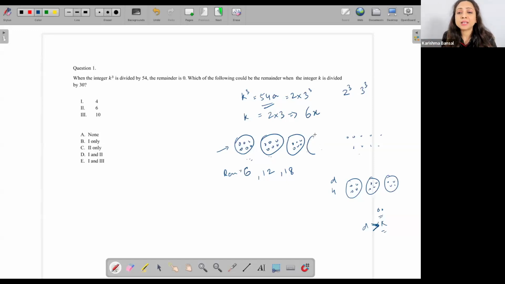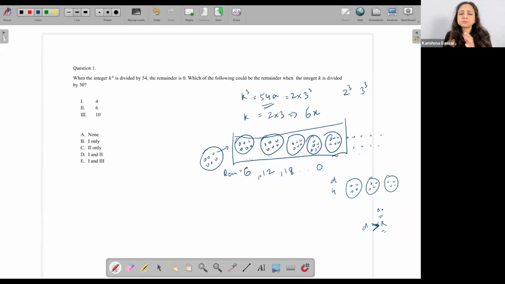When I have five such groups of 6 marbles each, what happens then? Here, I have now 5 groups. I will make a group of 30 marbles, right? So the entire thing becomes divisible by 30, right? So it is possible that my remainder is 0 as well. Now it is also possible, let's say that I have 6 groups of 6. Then again, my remainder becomes 6, right?